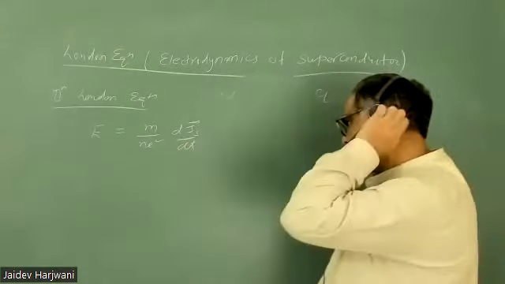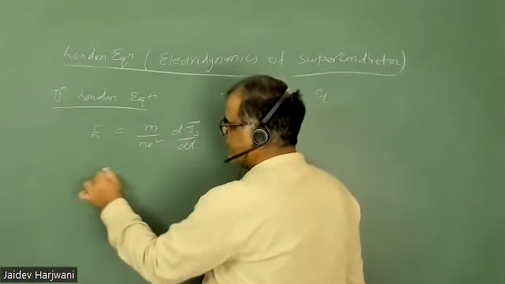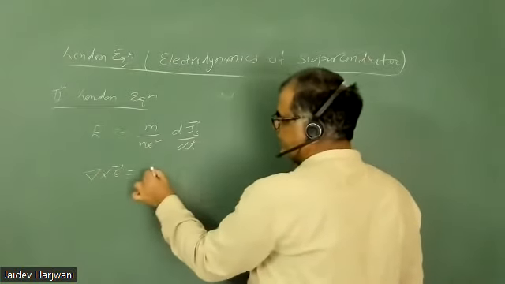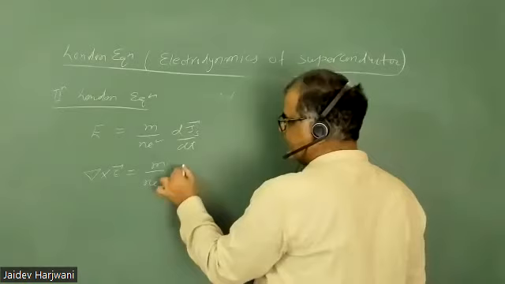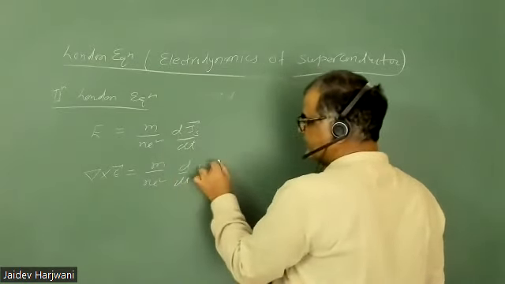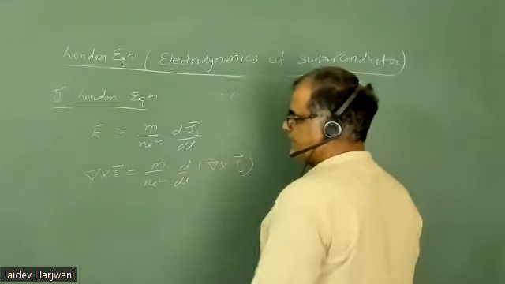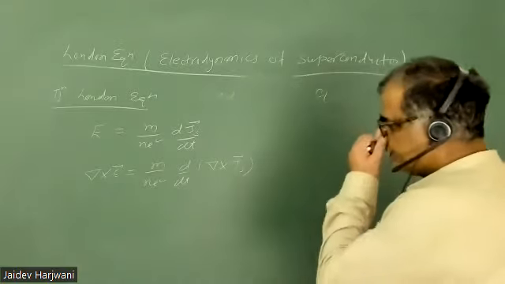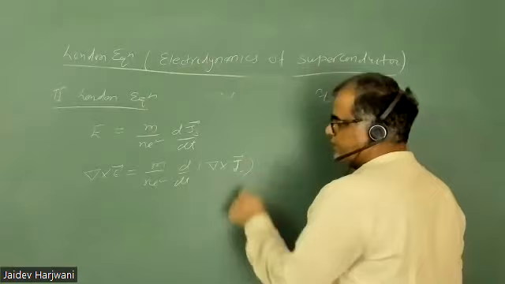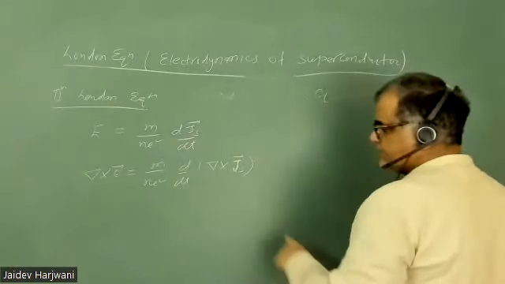Now let me take the curl of this one, so del cross E. If I take del cross of this, it will give me m upon ne square, d upon dt, del cross Js. Let me give some equation number here. So this is del cross Js.